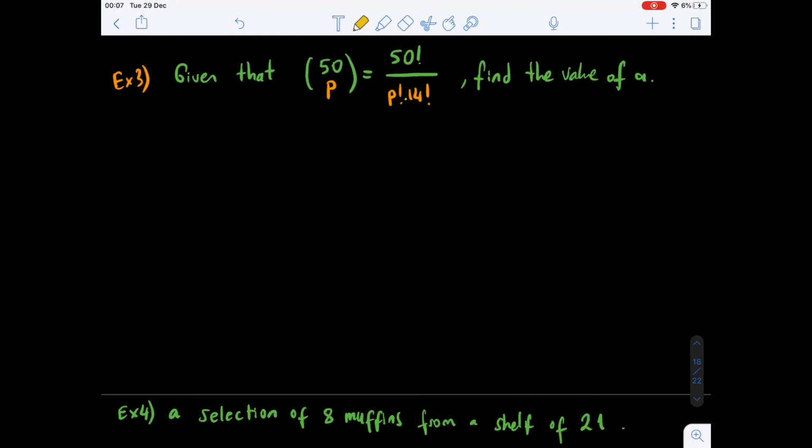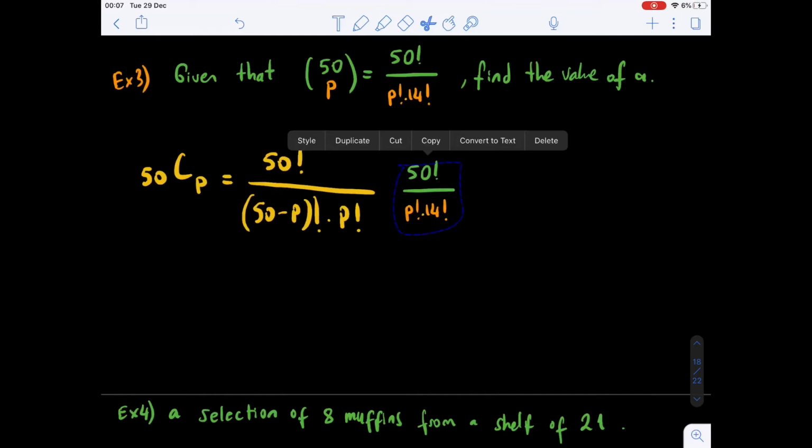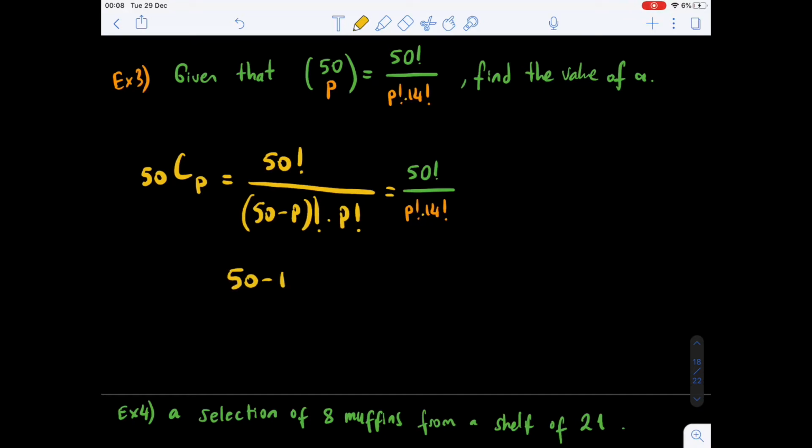Example 3. We have given that 50 choose p. I'm going to write down again 50 choose p equals 50 factorial over 50 minus p factorial times p factorial. And I'm going to copy that. The question given here is 50 factorial over p factorial times 14 factorial. And you can easily see that 50 minus p equals 14, so p equals 36.